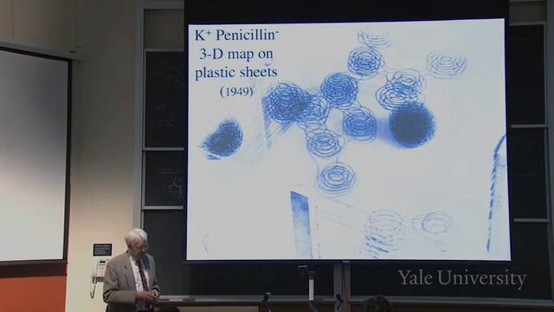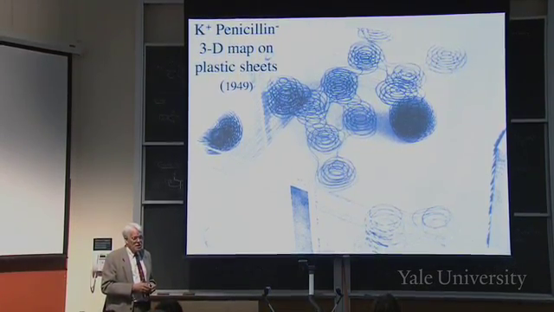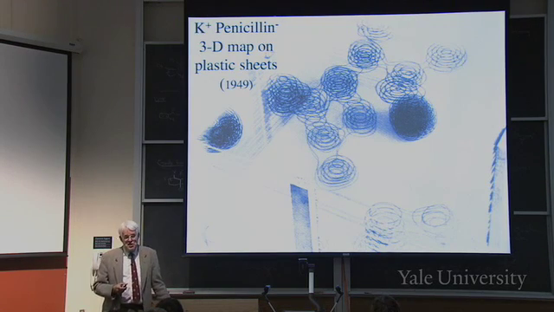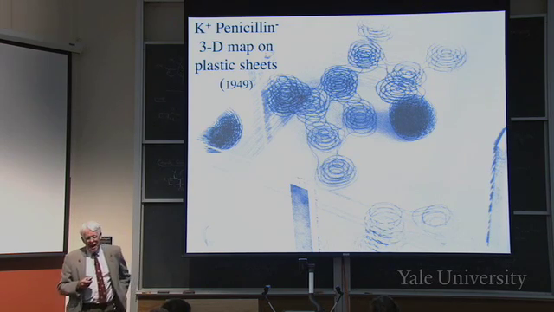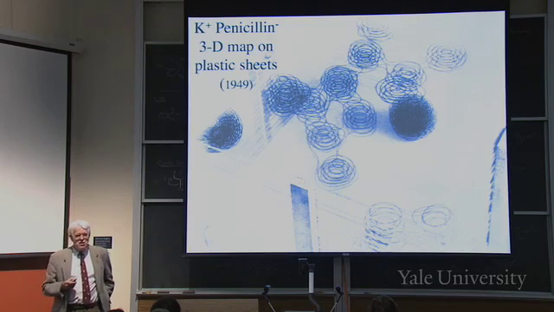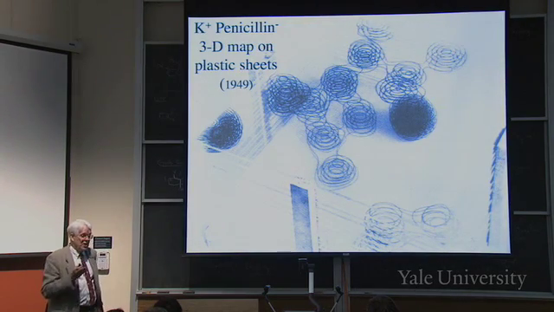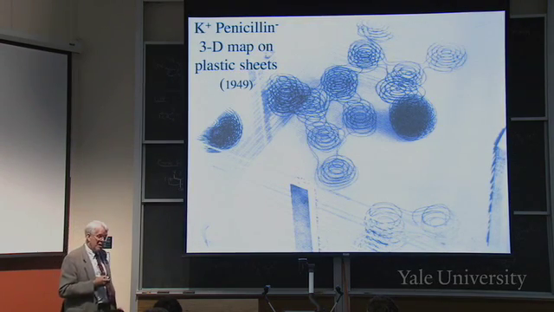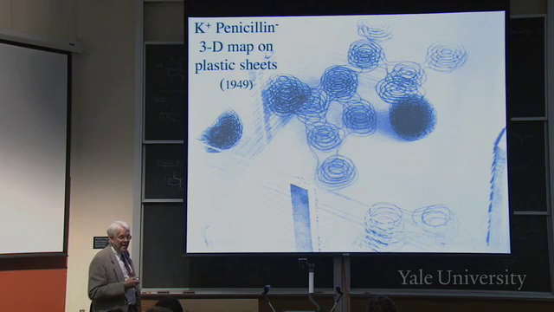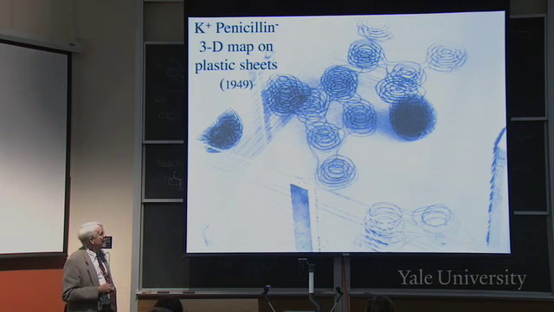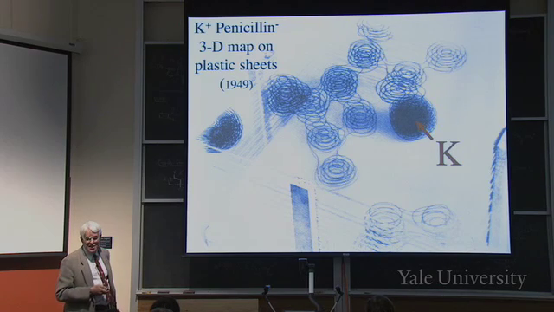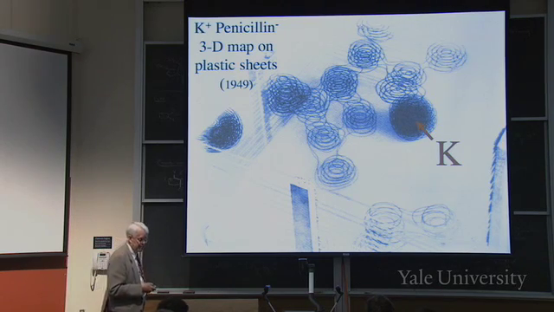So this was the model made for the first determination of the structure of penicillin. In fact, the potassium salt of penicillin. Where's the potassium atom? How can you distinguish potassium from nitrogen or carbon or hydrogen or oxygen? It'll have a lot more electron density. So do you see it? Right, there's the potassium, lots of density.